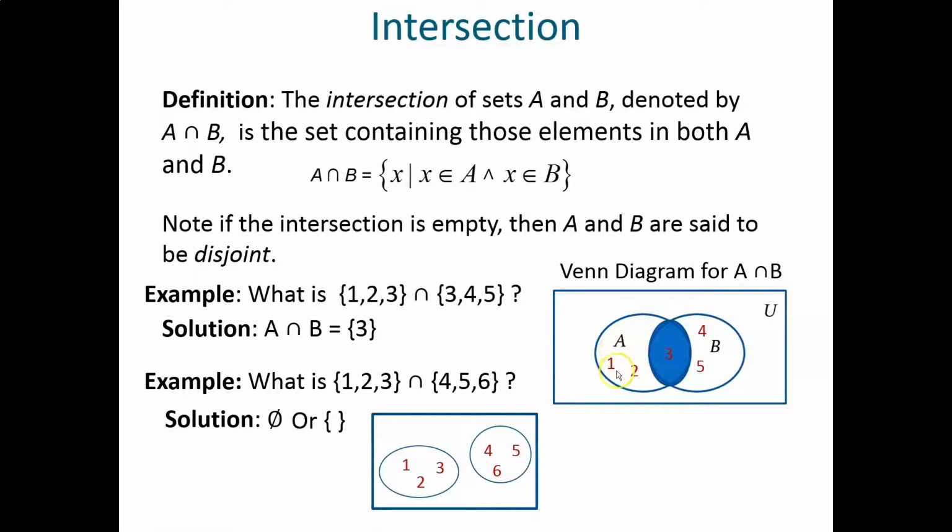So if you think about the previous example, we talked about students who are major in computer science and students who are major in mathematics. So what would be the intersection? So the intersection would be students who are major in both computer science and mathematics.